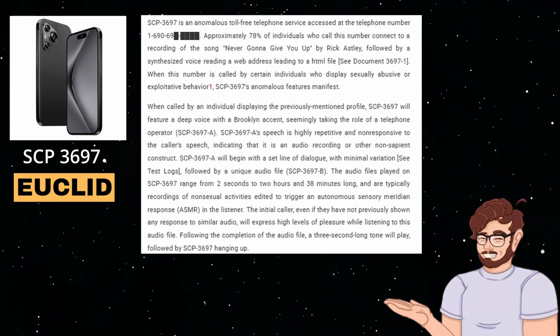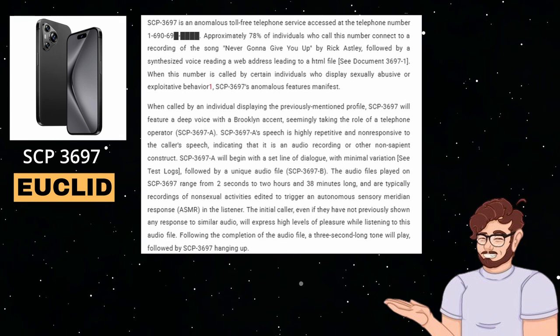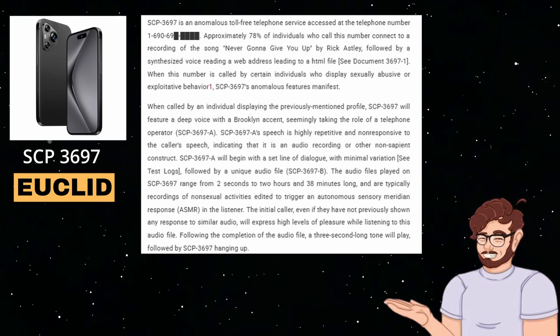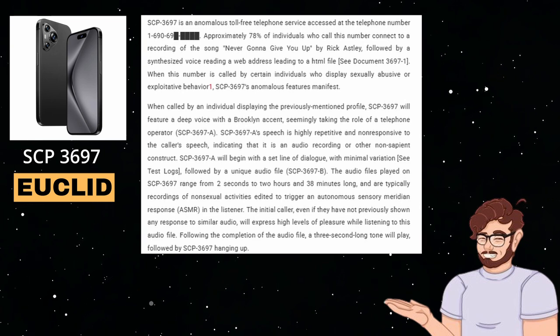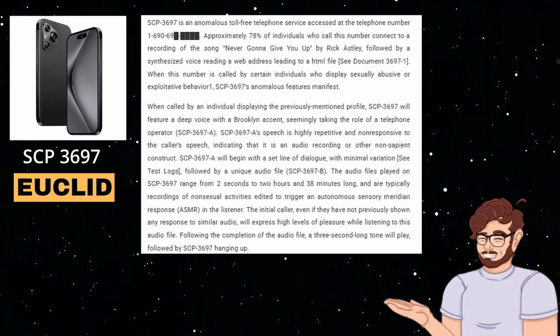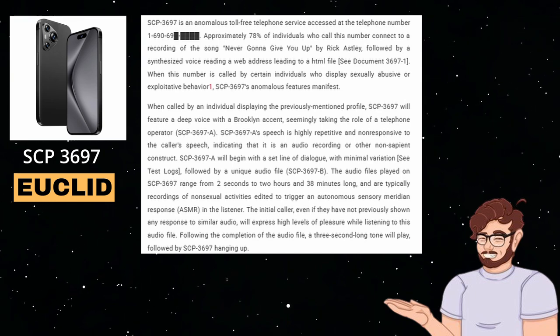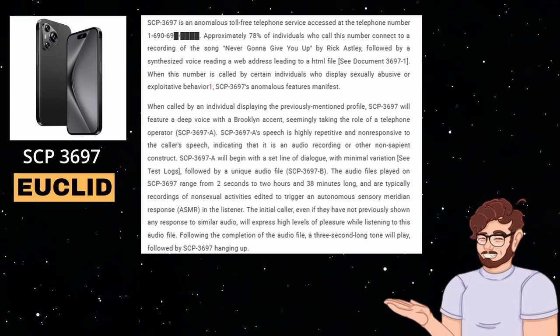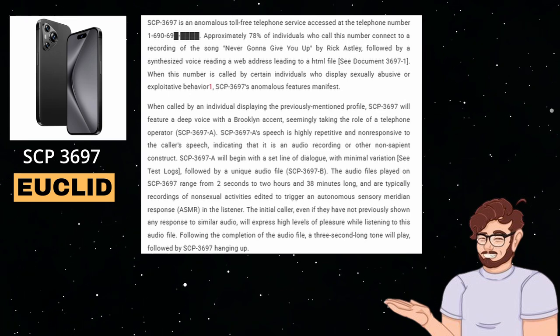manifest. When called by an individual displaying the previously mentioned profile, 3697 will feature a deep voice with a Brooklyn accent, seemingly taking the role of a telephone operator, designated 3697A. 3697A's speech is highly repetitive and non-responsive to the caller's speech, indicating that it is an audio recording or other non-sapient construct.